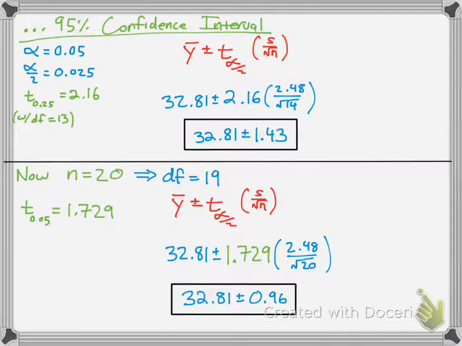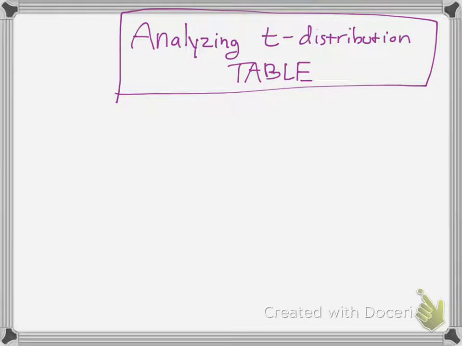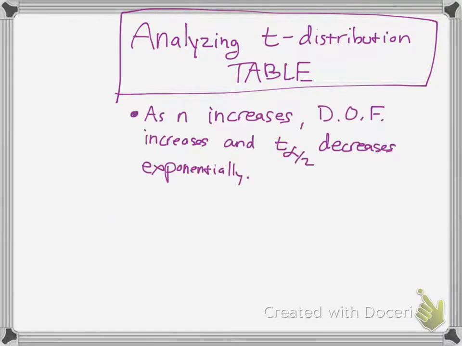So that's how you could say how n affects our t-distribution and our percent confidence interval as well. So let's analyze this table. A few things I want to point out. As n increases, our degrees of freedom increases. So obviously, notice how we went from 14 sample size to 20 sample size, our degrees of freedom increased as well, but it's still smaller because it's n minus 1. But our t alpha over 2, our t value, decreases really, really fast.